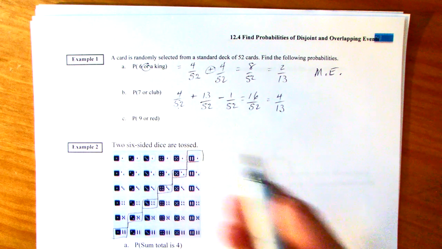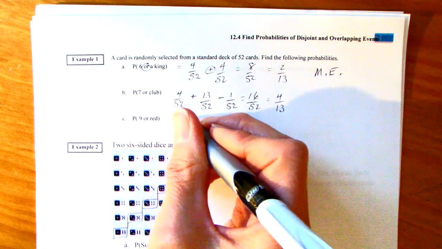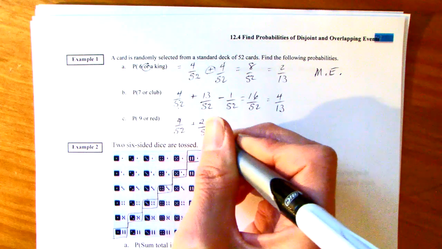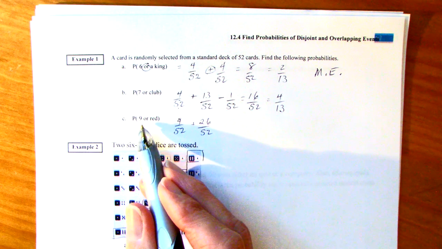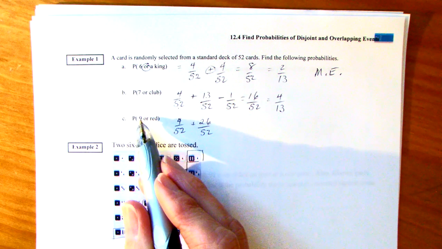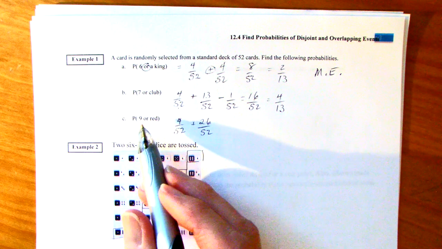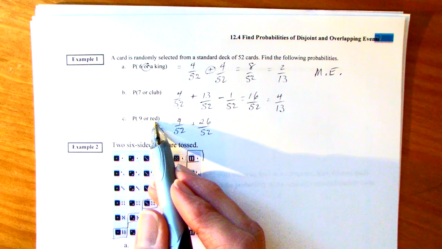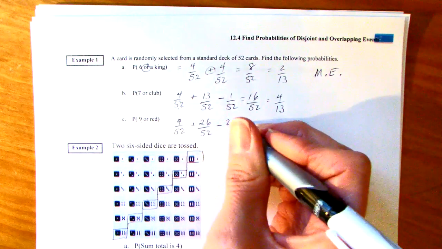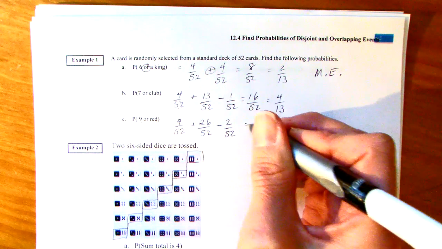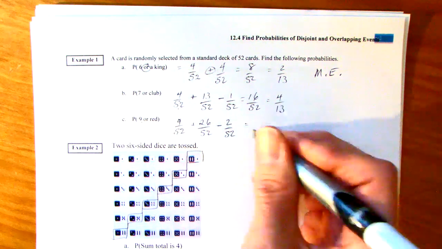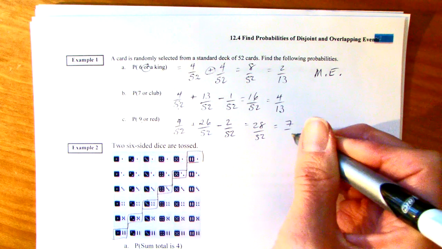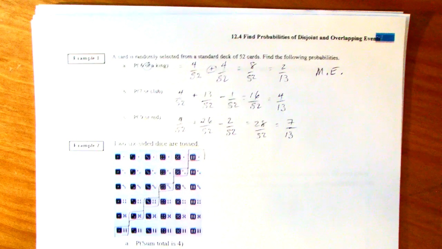How about this one? Probability of a 9 or a red. Well, we have 4 9s. Red cards, we have 26. Problem is, there's a red heart and a red diamond. A 9 of hearts and a 9 of diamonds. They're both red. So we're counting 2 cards here, the 9 of diamonds and the 9 of hearts. We're also counting those 2 cards here. You can't count them twice. So I'm going to subtract it away. So 26 plus 4 is 30. Subtract 2, you get 28 out of 52. Divide top and bottom by 4. 7 out of 13. So far, so good?